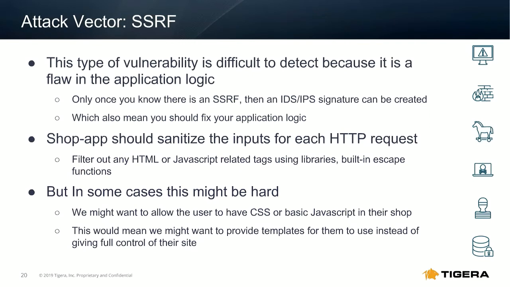We should filter out all the HTML or JavaScript related tags using libraries or built-in escape functions. Like many web applications now, like PHP or Node.js, you can just import a module and it does everything for you. But sometimes fixing it might be hard, right? What if you want the users to be able to have their own custom CSS or JavaScript on the storefront? What we want to do then is provide them with templates or host the CSS or JavaScript for them, and then maybe do some checks to see if they're doing anything suspicious. We should never be like how my website was, where you can just do anything you want.